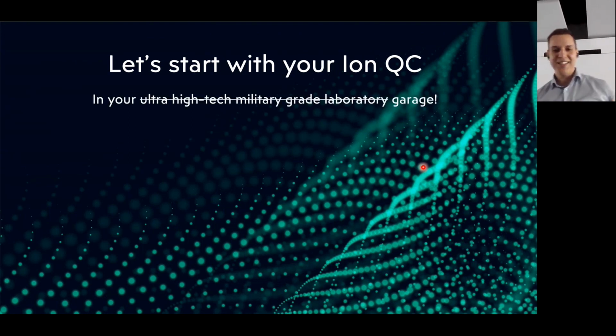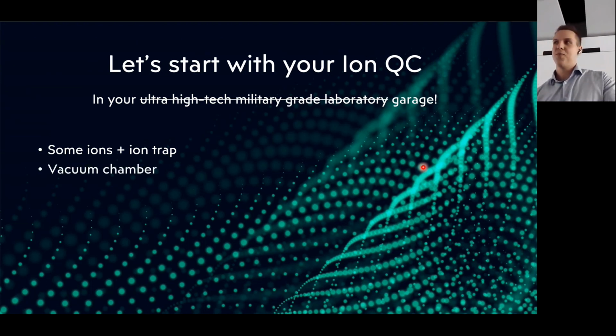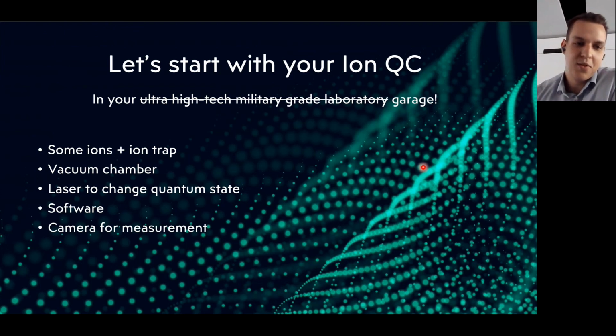In your ultra high-tech military-grade laboratory garage, you will start with some ions and an ion trap. What an ion trap is, I will tell you later. You have a vacuum chamber. You need to suck out the whole air. Then you need the laser to change the quantum state, because with laser beams, you can actually put an energy level on the ion to give it information. If it has this energy level or another energy level, then you know, okay, it's different information. And you need software and a camera for measurement. I don't think you can take a normal camera, more a scientific one, but they are out there.